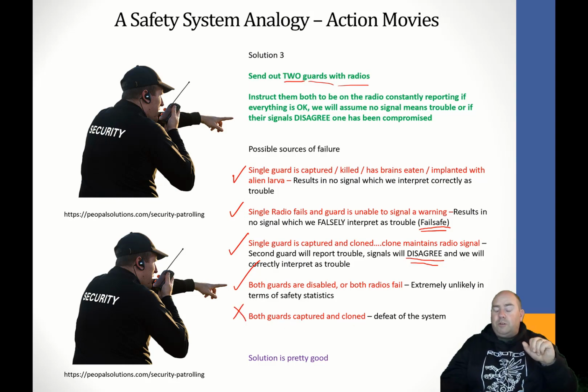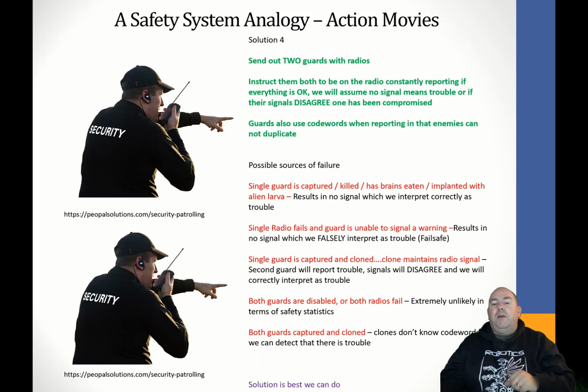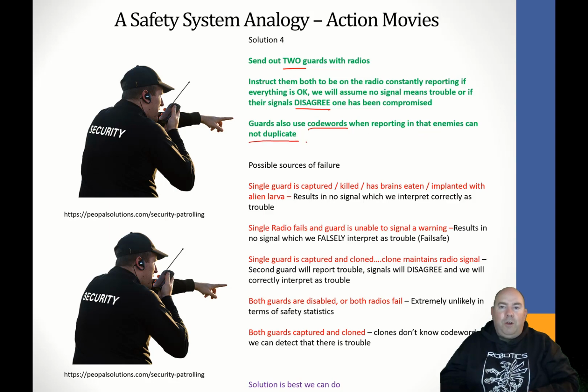So this is a pretty good solution. This is getting pretty close to perfect. The one thing we could do better here: two guards with radios. If we ever get signals that disagree, we know that one has been compromised. The last thing we're going to do is say the guards are going to use certain code words when they report back. We know that cannot be copied by our enemies, so if they ever get cloned, we can tell the difference.